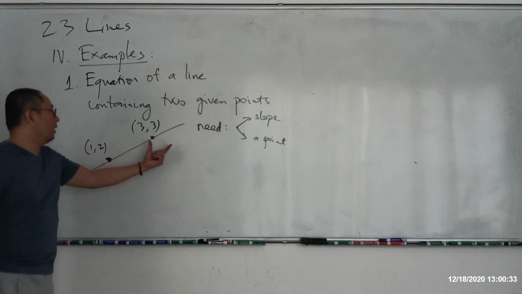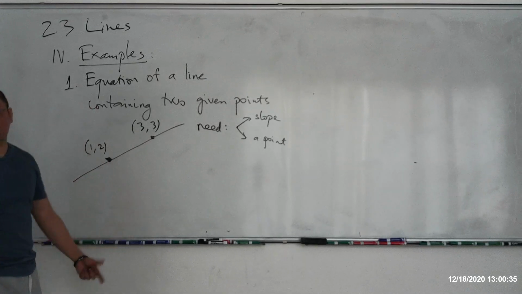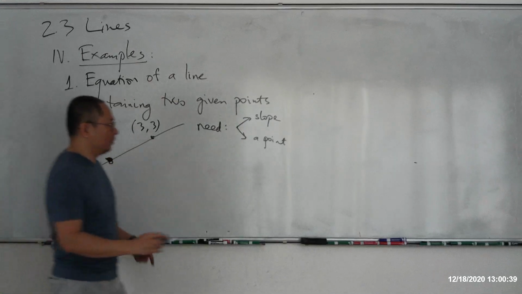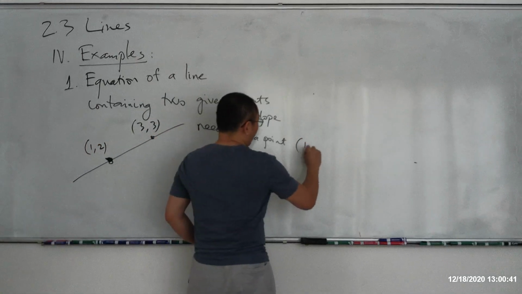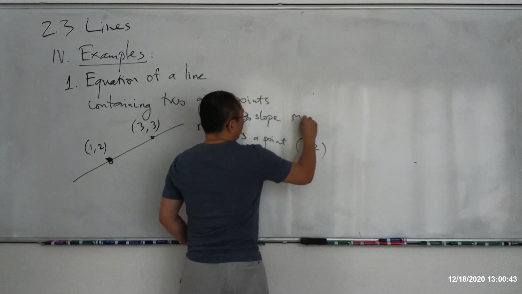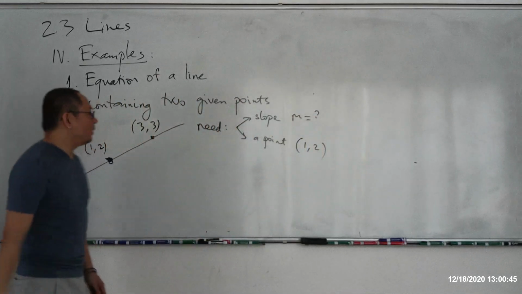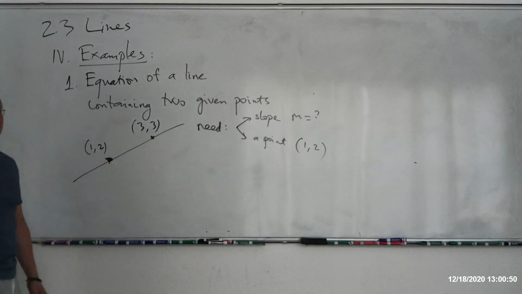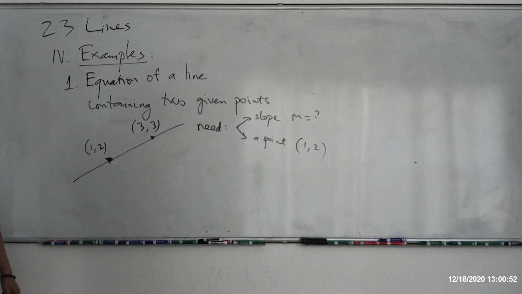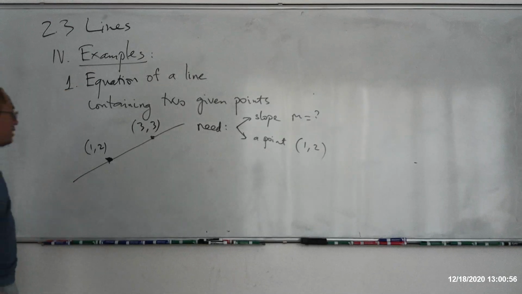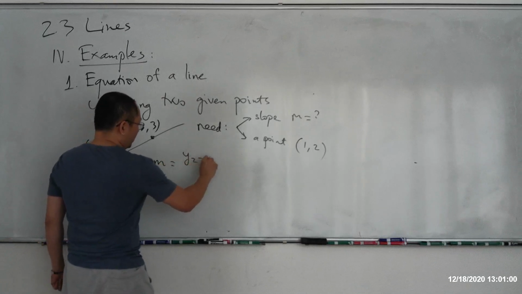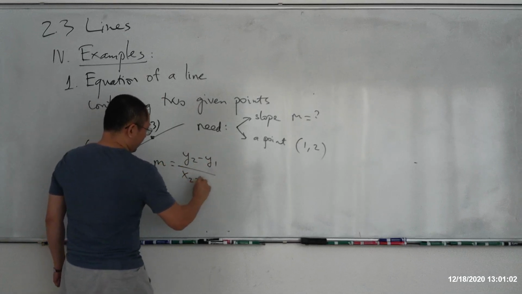So for the point, we have more than one. We have 2 points. Just choose 1 point. I'll choose (1, 2), smaller numbers. Slope, I don't have yet, but I have 2 points. Can I find the slope from 2 points? Of course, yes, because I have a formula to find slope. If I am given 2 points, rise over run, change of y over change of x. So m is y2 minus y1 over x2 minus x1.